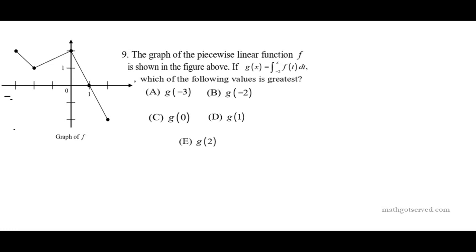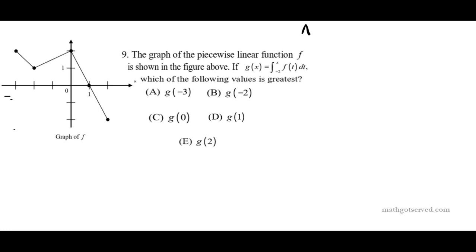All right, let's take a look at question number 9. It says the graph of the piecewise linear defined function f is shown in the figure here. If g of x is the integral from negative 2 to x of f of t dt, which of the following values is the greatest? Now, what you want to remember is that an integral is basically the area between a function and the x-axis. And then do not forget the area of a trapezoid formula.